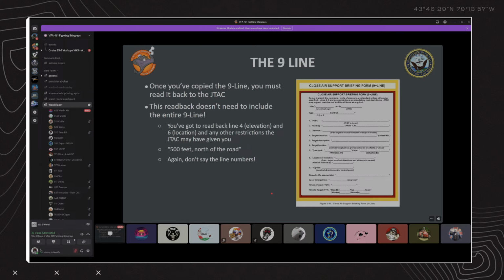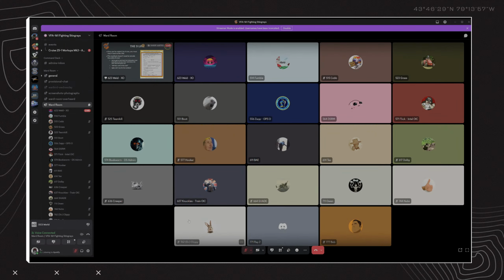Once you copy the 9 line, you must read it back to the JTAC. It does not have to include the entire 9 line. You just got to read back line 4 for elevation and 6 for location. They just want to make sure that you're looking at the right spot and that you don't actually drop a bomb off of them. There's also some other restrictions that the JTAC may give you.